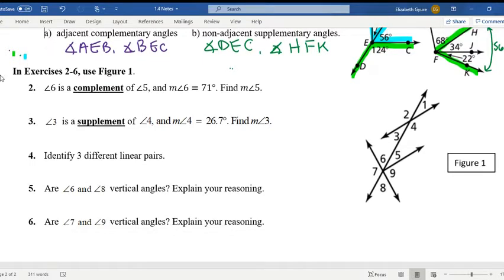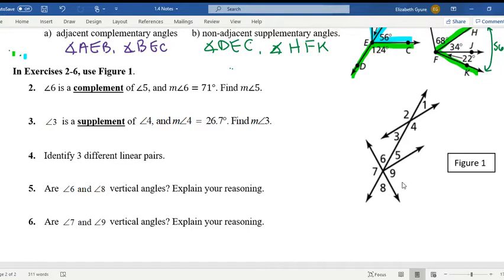All right, and exercises 2 through 6, use figure 1, so that's this picture here. There's a lot going on, so when we're talking about a certain part, you can always cover up the rest of it, if it doesn't help you with the problem. So number 2 says angle 6 is a complement of angle 5, and the measure of angle 6 is 71 degrees. Find the measure of angle 5.